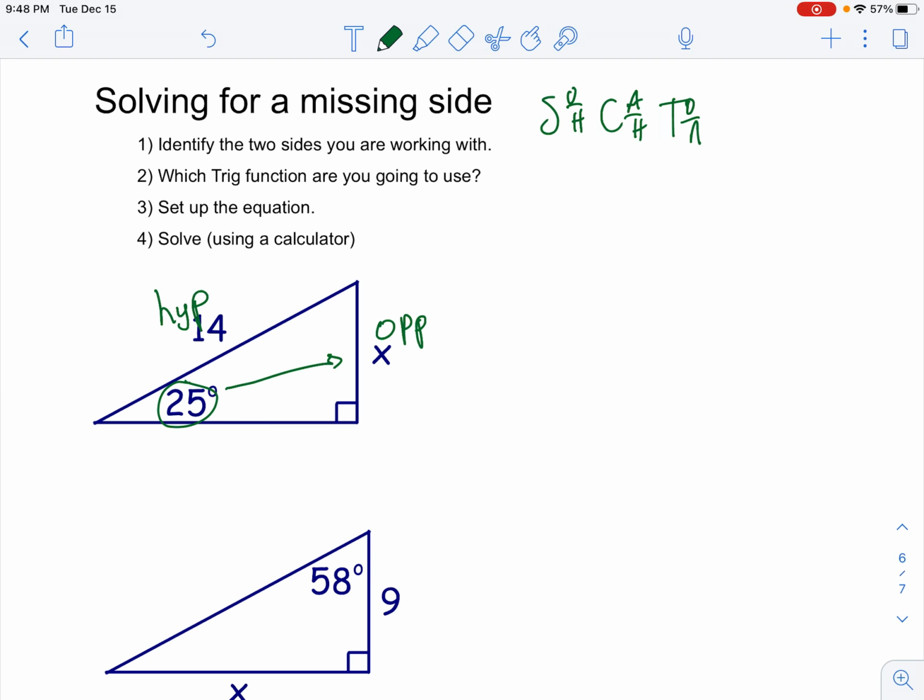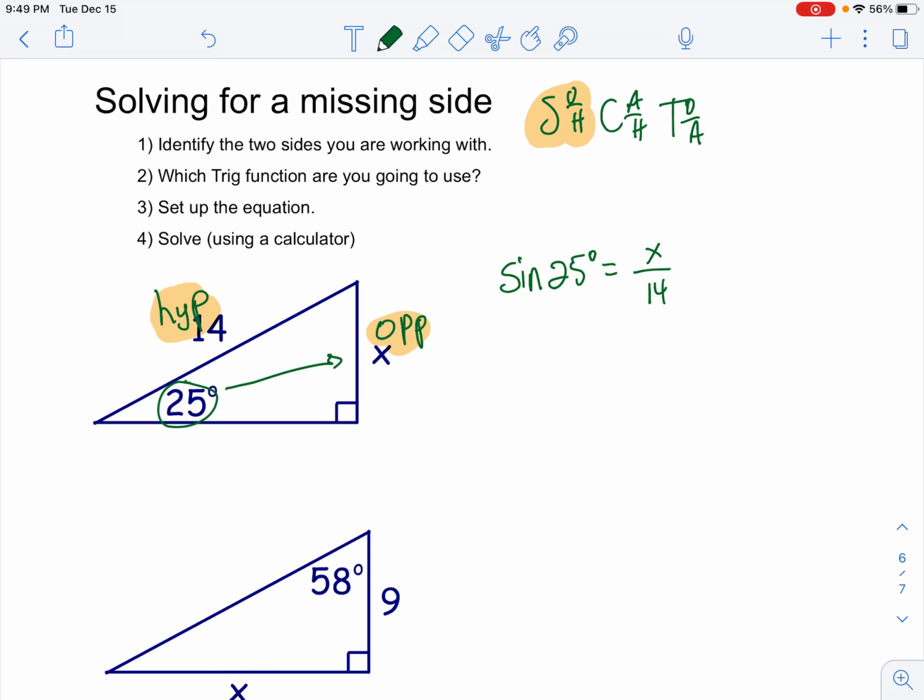So if I write down SOHCAHTOA, which one of these am I going to be working with? Well, we've got opposite and we have hypotenuse, so that tells me I have to be using sine. The other two don't deal with opposite and hypotenuse at the same time. So to set this up, I'm going to do sine of the angle, which is 25 degrees, equals opposite divided by hypotenuse. It's really important. You always put sine of the angle, and then you say it equals that fraction that we come up with.